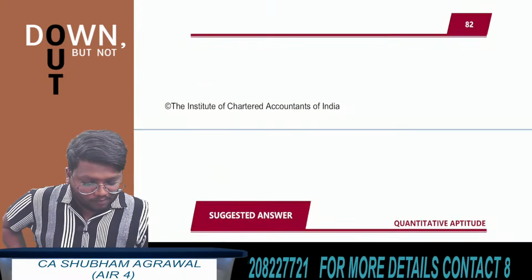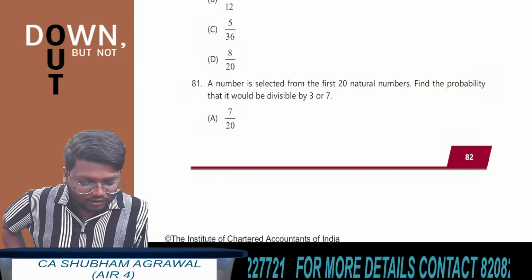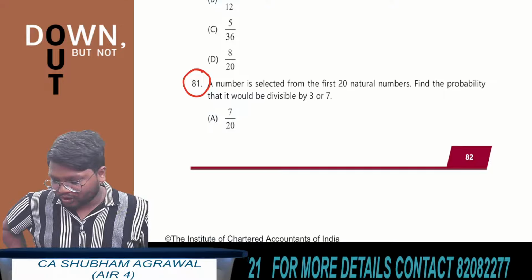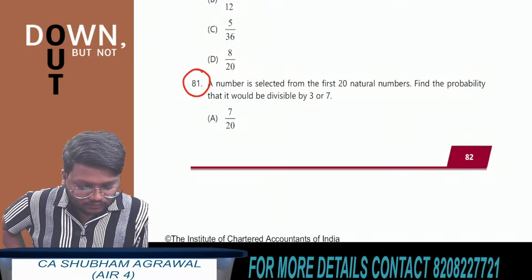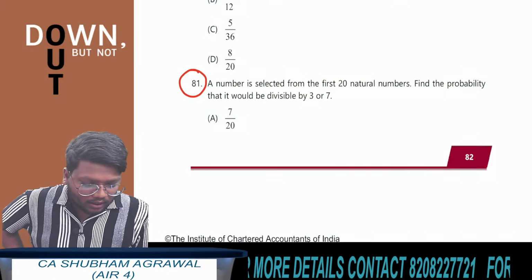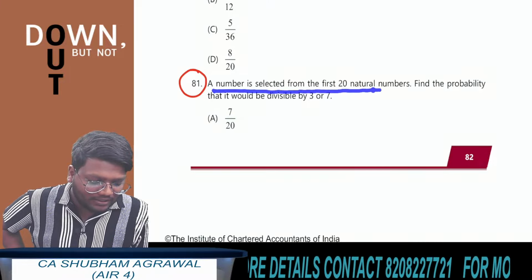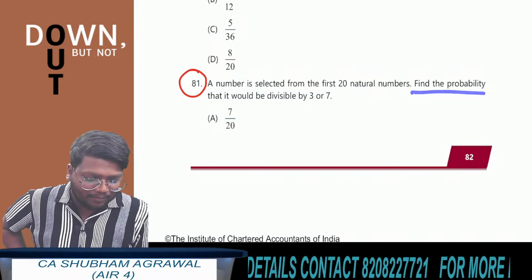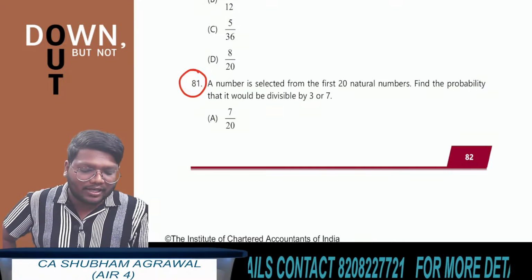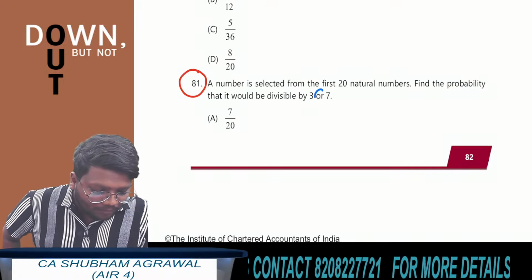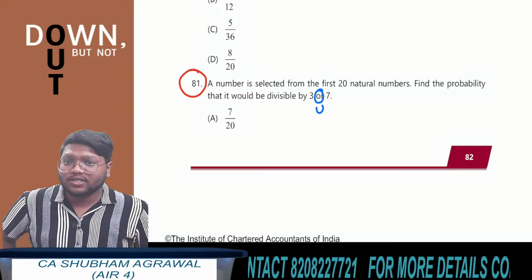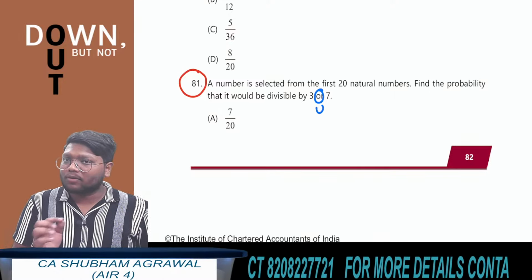So first try to get the answer for this question number 81. Question number 81. A number is selected from the first 20 natural numbers. Find the probability that it would be divisible by 3 or 7. Or means union. And means intersection. Or means union.